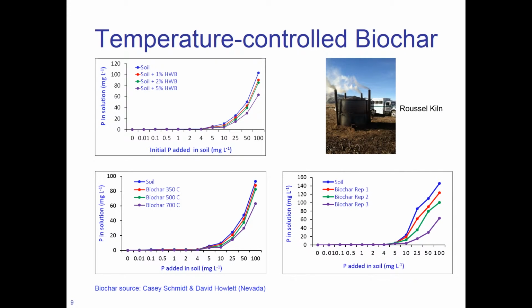Next, we look at the biochar which was prepared in a Russell kiln with a biochar source from Nevada. And again, what do we notice? These are just 3 reps, and the soil is here in blue. The 3 reps show nothing has changed up to the point where it is released. What happens after that depends on the biochar properties, how it was prepared, and so on.